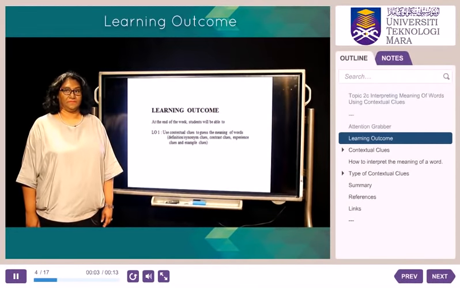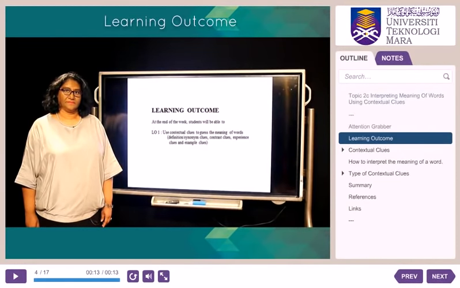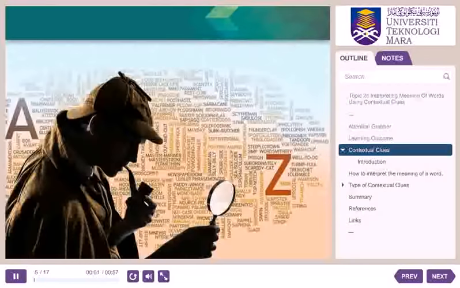Learning outcome. At the end of the topic, you will be able to use contextual clues to guess the meaning of the words. Introduction.